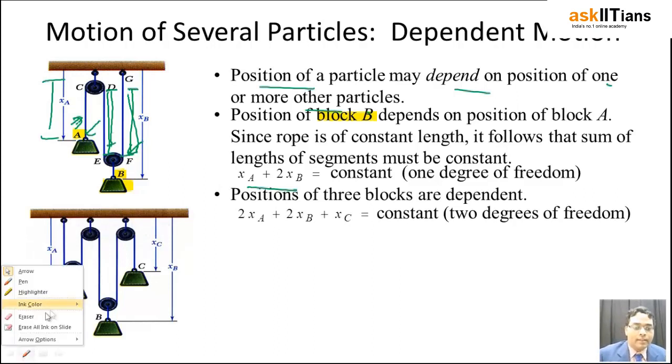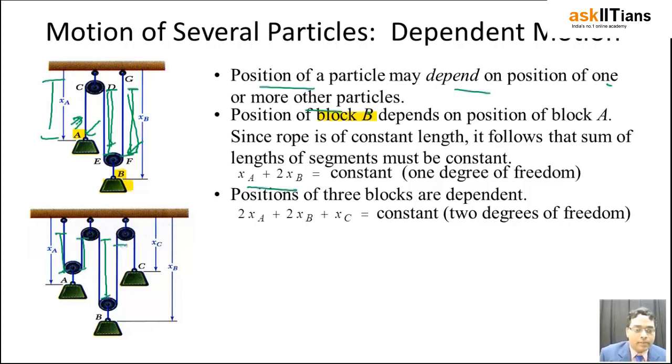In a similar way, if you are given multiple pulleys, the 3 pulleys in this case, you will have twice of xa. Twice of xa, why? Because you measure from here. Similarly, twice of xb, that is measured here, and xc is measured here, right? So that is the reason that is going to be a constant.